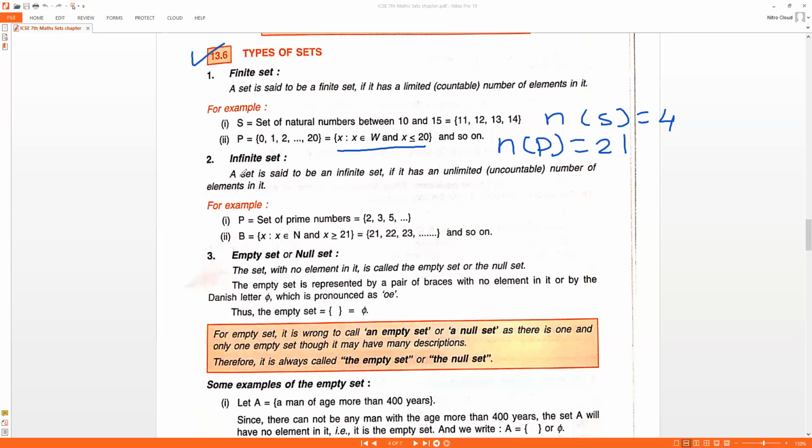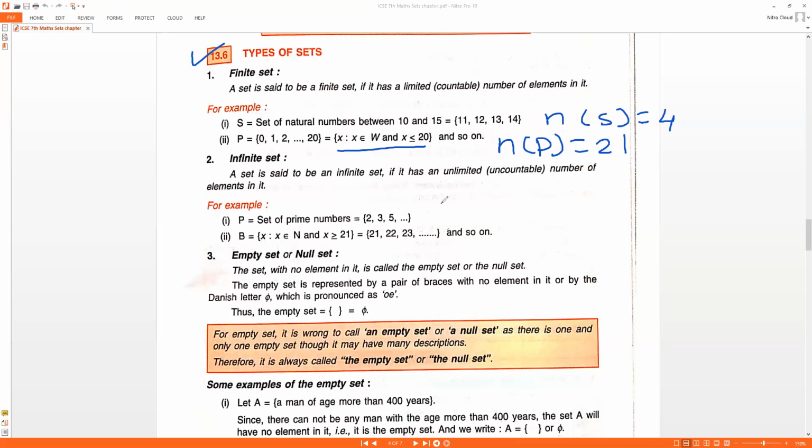Now, second, infinite set. What is the infinite set? Uncountable number of elements are there, or unlimited number of elements are there. Okay, this is called an infinite set. So, for example, set of prime numbers. We don't know how many prime numbers exist because we don't know how many numbers exist.